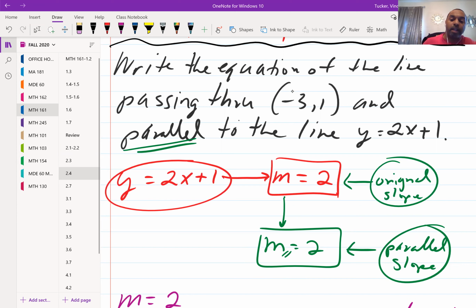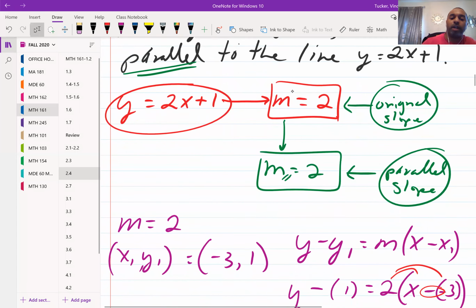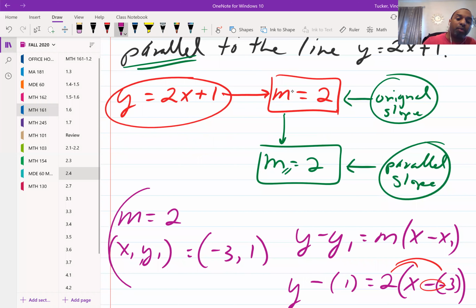We have a line that they gave us. We want a line that's parallel to that one. So our slope is going to be 2 as well. All right. So now they gave us a point. It passes through -3, 1. So we now have a point and a slope. So we can use our point slope formula.